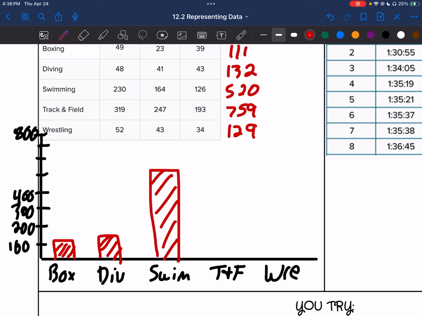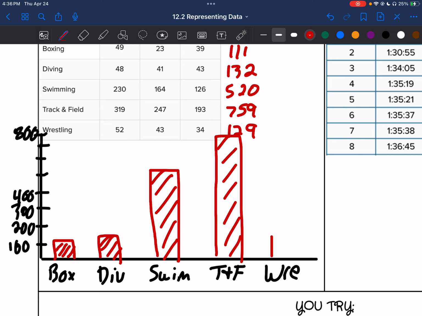Track and field, 759. So we're going to be all the way up there. I'm just putting in the hash marks because I feel like it makes the graphs look nicer. And then we're back down to wrestling, which is 129. So there we go. We have a bar graph that appropriately represents the number of medals the Americans have won in 5 Summer Olympic events.